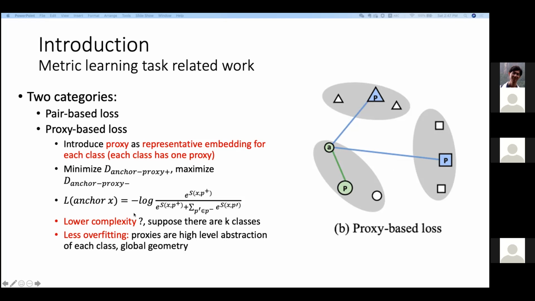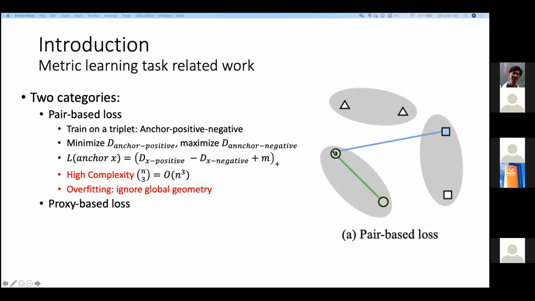Oh, by the way, are there any questions about the proxy-based loss? Sorry, just a question in general about the two categories. What exactly is an anchor? The anchor is the data image you start from, because the positive is defined based on the class of the anchor, and the negative is also defined based on the class of the anchor.